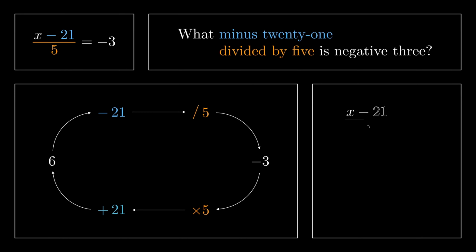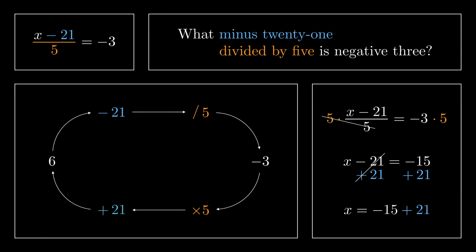How would you write this out? We'll start by multiplying both sides by 5. And so that'll cancel out the 5s on the left. Bring everything else down. X minus 21 equals negative 3 times 5. Evaluate. Negative 3 times 5 is negative 15 right there. Good. And then we add 21 to both sides, canceling them out on the left. Bring everything down and evaluate, which gives us the answer of 6.